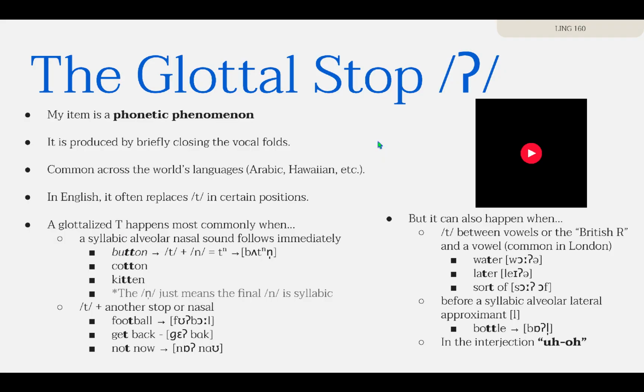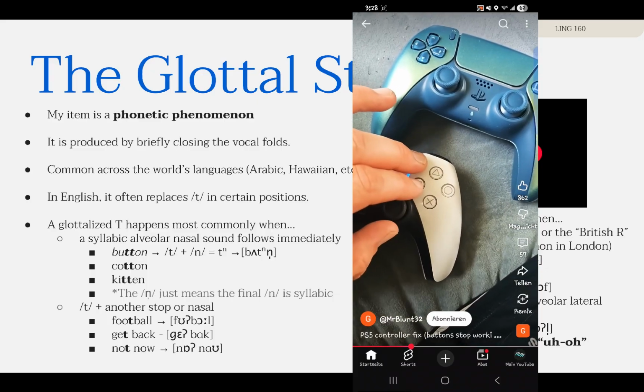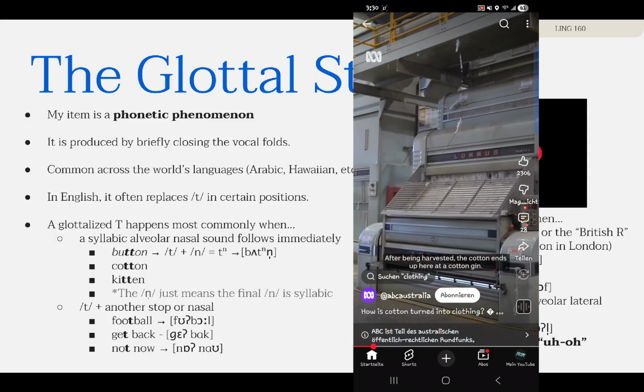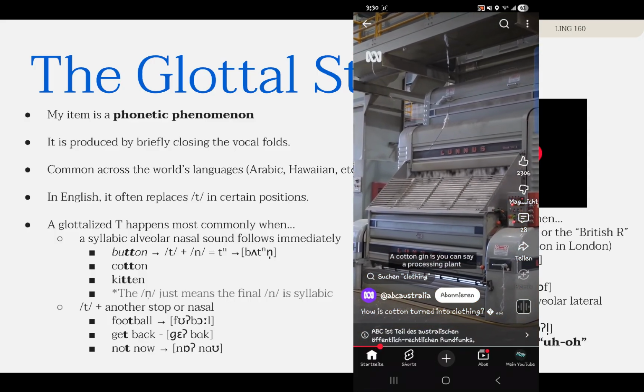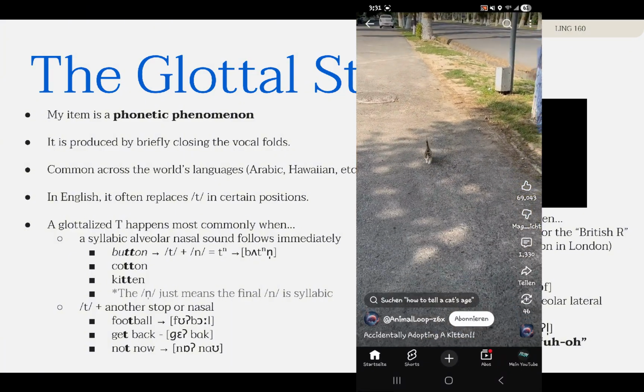It's common across the world's languages, such as Arabic, Hawaiian, etc. In English, it often replaces T in certain positions. A glottalized T happens most commonly when a syllabic alveolar nasal sound follows immediately, as in button, cotton, kitten.